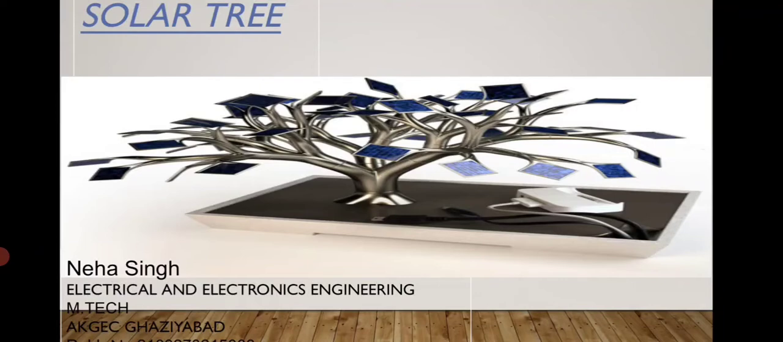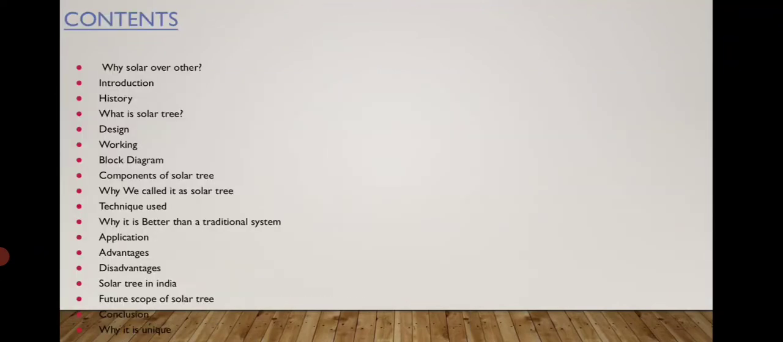I am going to talk about solar tree. Then these are my contents: Why solar over others? Introduction, history, what is solar tree, design, working, block diagram, component of solar tree, why we called it as solar tree, technique used, why it is better than a traditional system, application, advantages, disadvantages, solar tree in India, future scope of solar tree, conclusion, why it is unique.